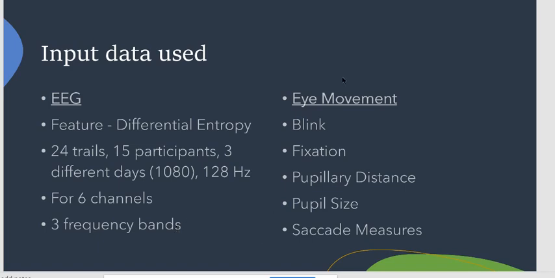Eye movement data has different measures of blink, fixation, pupillary distance, pupil size, and saccade measures. So it's really very rich data that the eye movement is capturing based on the subject watching the video.